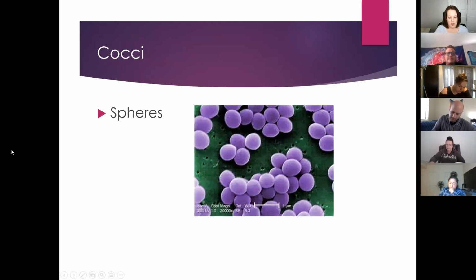So cocci are spheres, and some examples would be streptococcus, staphylococcus, and diplococcus. So you can see these are circles. And would this be gram-positive or gram-negative? What color are they? Positive. Yep, they're purple.